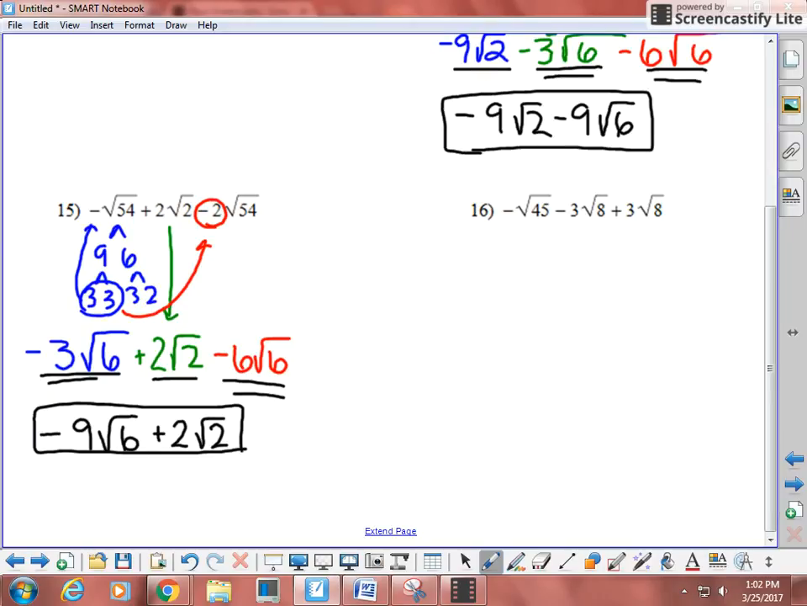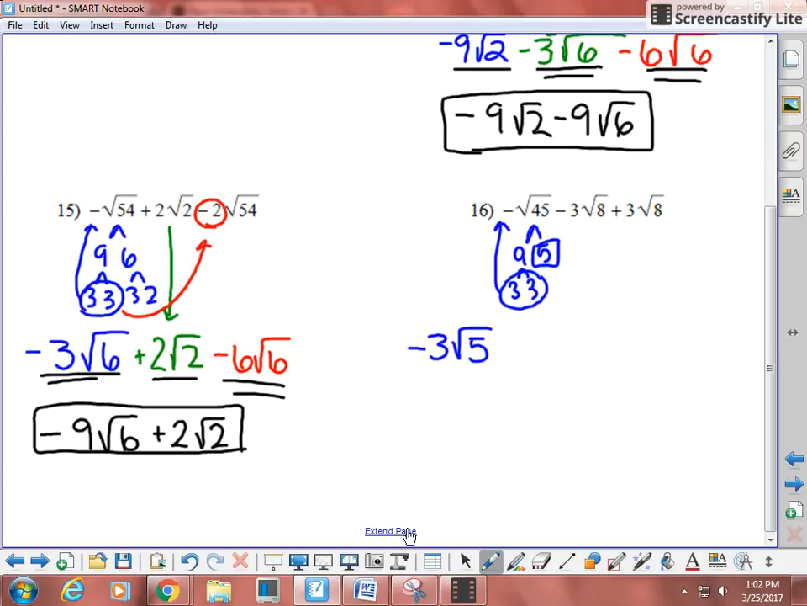Okay, so then the last one, we want to do the exact same thing here. Let's start by breaking down the 45. It's going to break down into 9 and 5, and then 3 and 3. So there's a couple, so they go outside, and this 5 is single, so he stays in. So it becomes negative 3 root 5.